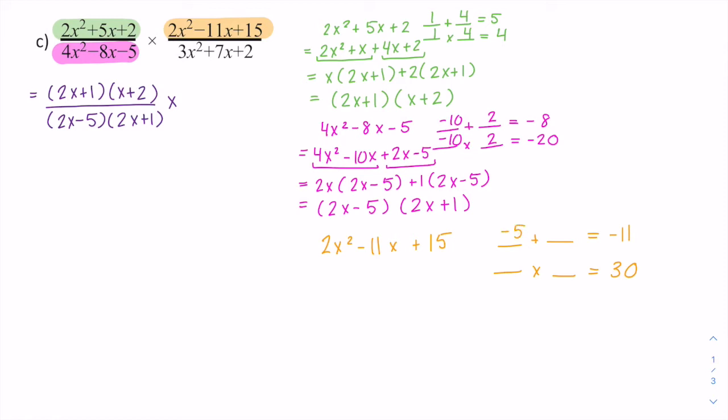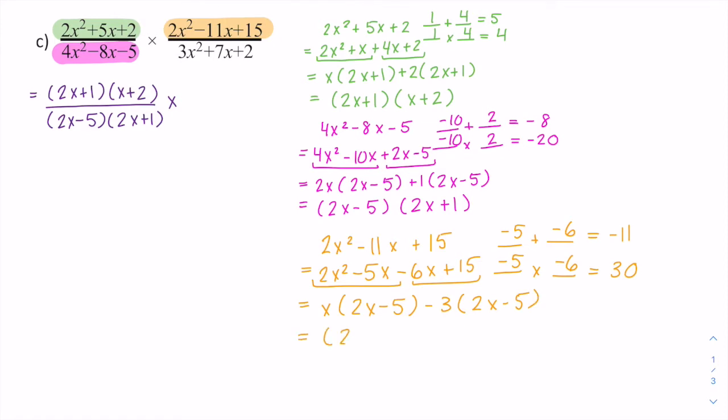So I have -5 and -6. So that will give me 2x squared minus 5x minus 6x plus 15. Now I factor by grouping. And that is what goes in the numerator of my second expression.